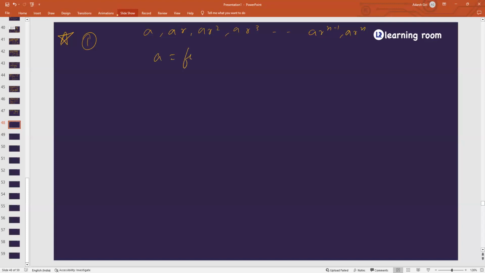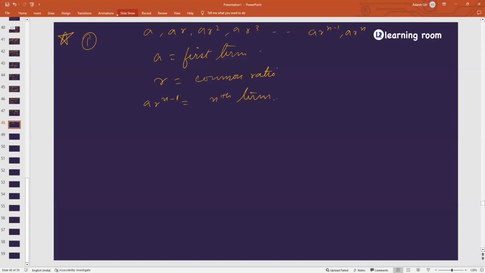So A is called the first term. R, how do we calculate R? Dividing the next term by the previous term. R is the common ratio. Then AR to the power n minus 1 is the nth term. Sorry, n minus 1 is the power for the nth term, because A is the first term in that case. If you want to find the fifth term, it will be AR to the power n minus 1.